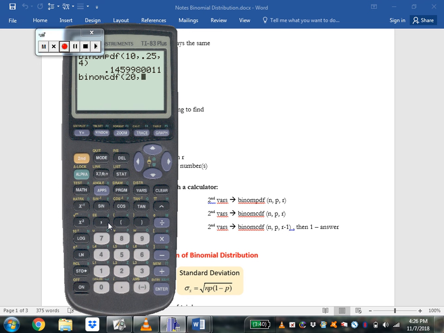This time there was 20 questions, we said. And the chance of getting it right was 1/3. Well, 1/3 as a decimal is approximately 0.33333. And this time, because it's 0 to 4, we just have to put our R value in, which is 4. Close those parentheses. Bam! 0.159. Okay?